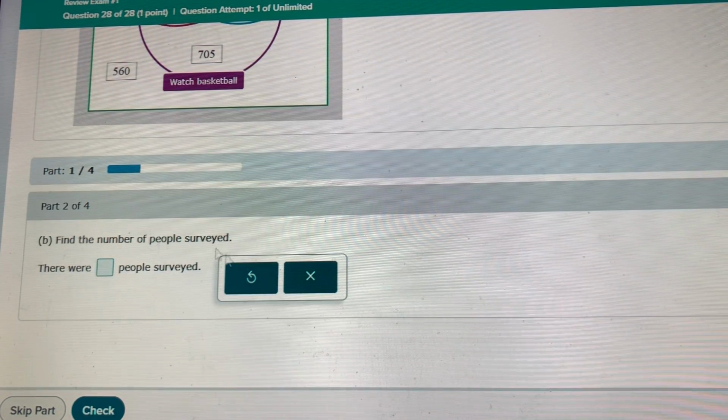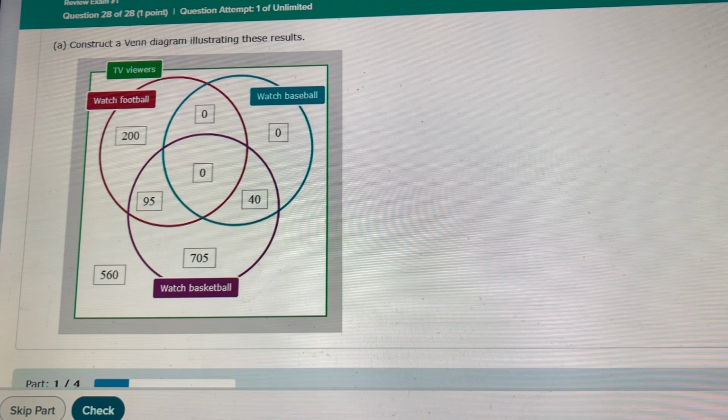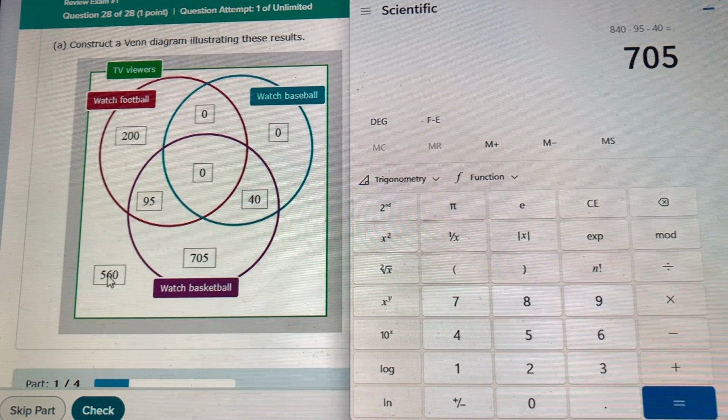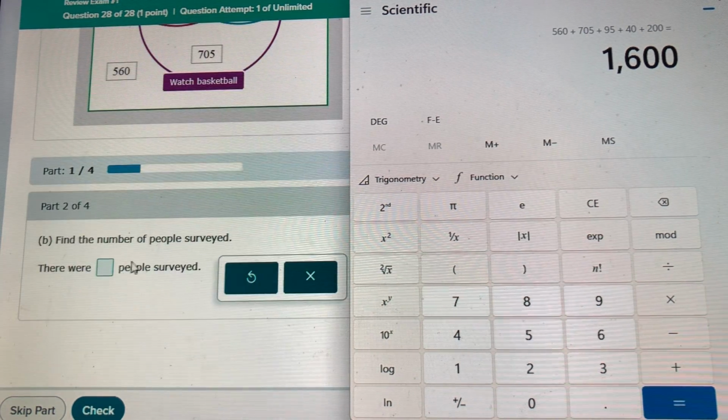Find the number of people surveyed. So that's when you add up every non-zero number, even the ones on the outside. So 560 plus 705 plus 95 plus 40 plus 200. There was 1,600 people in the survey.